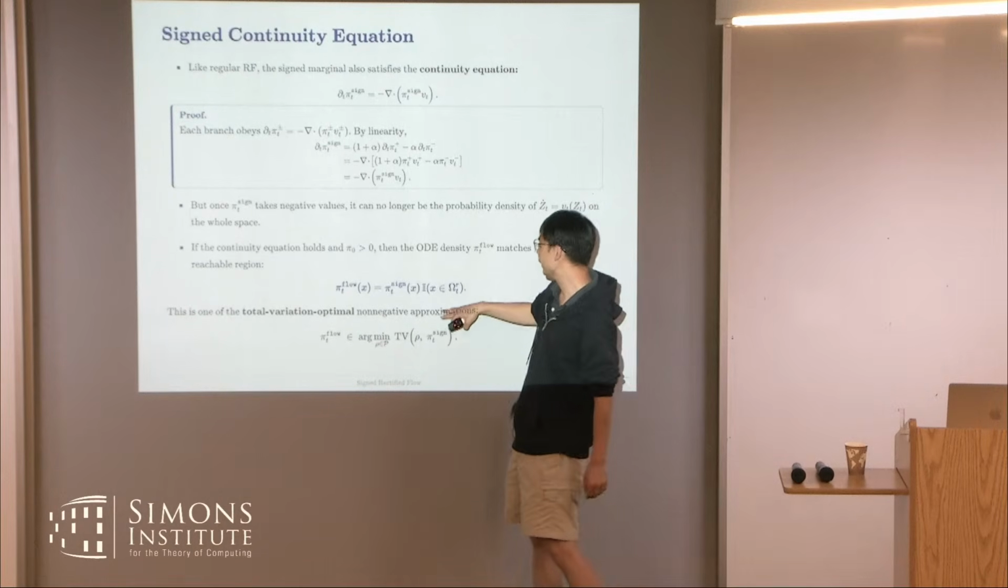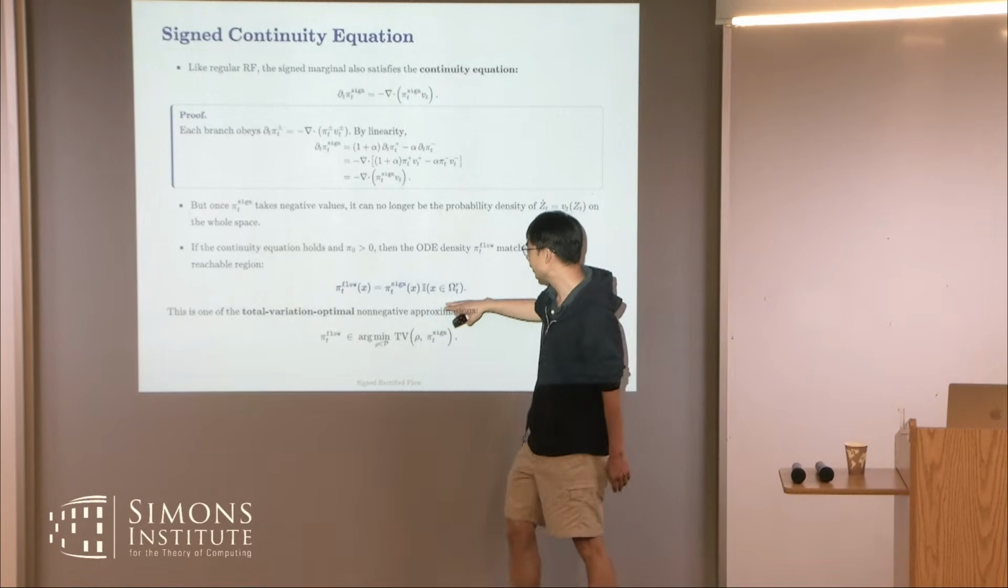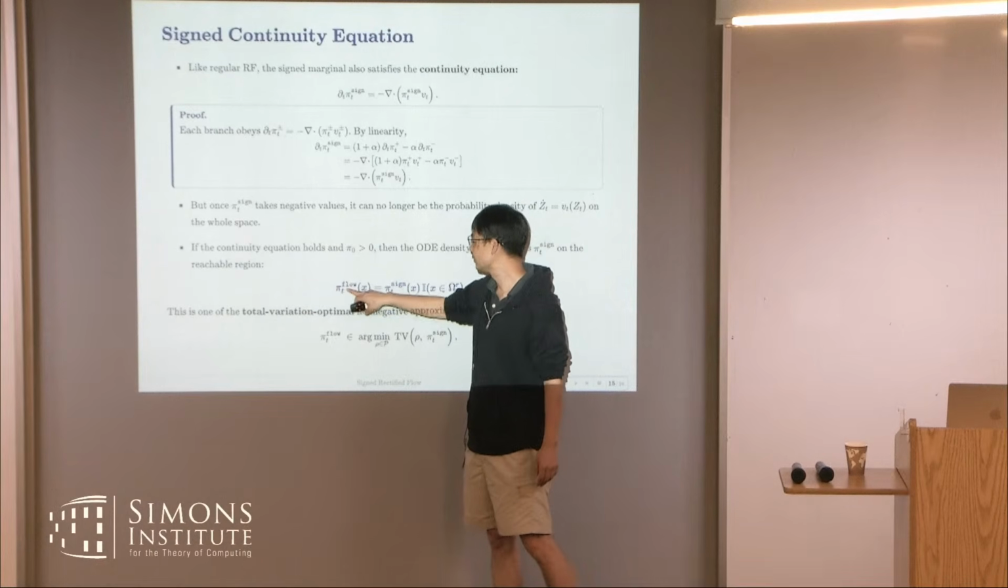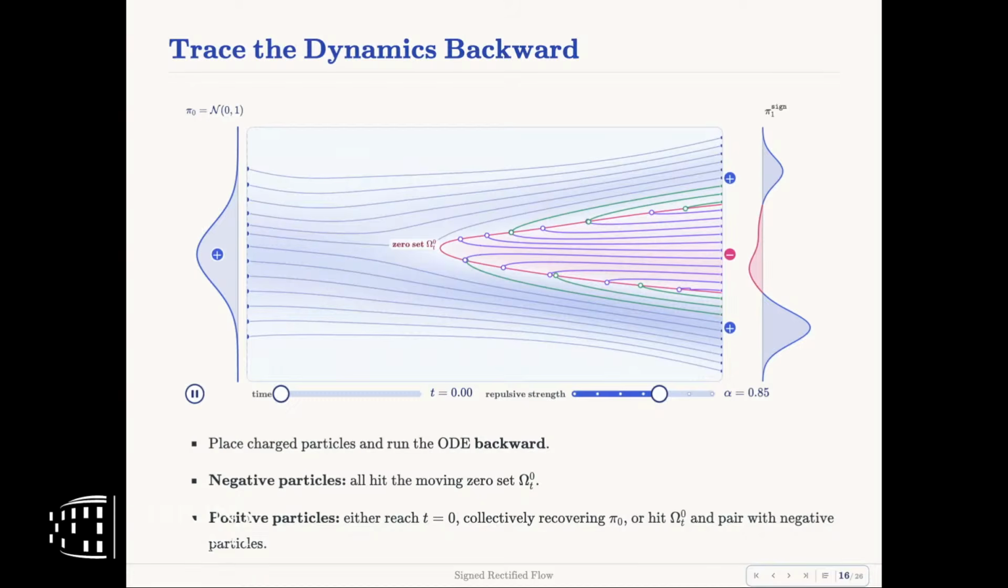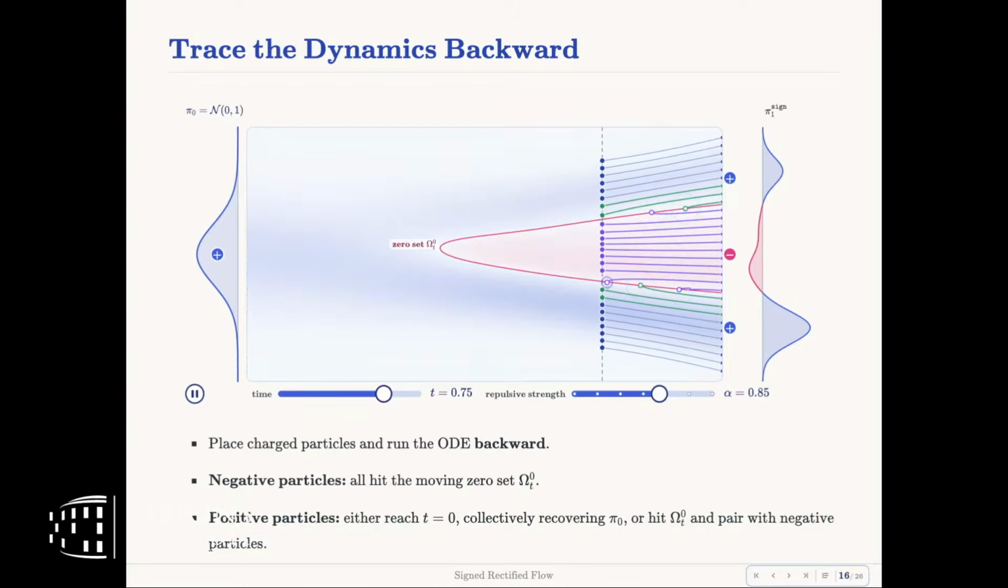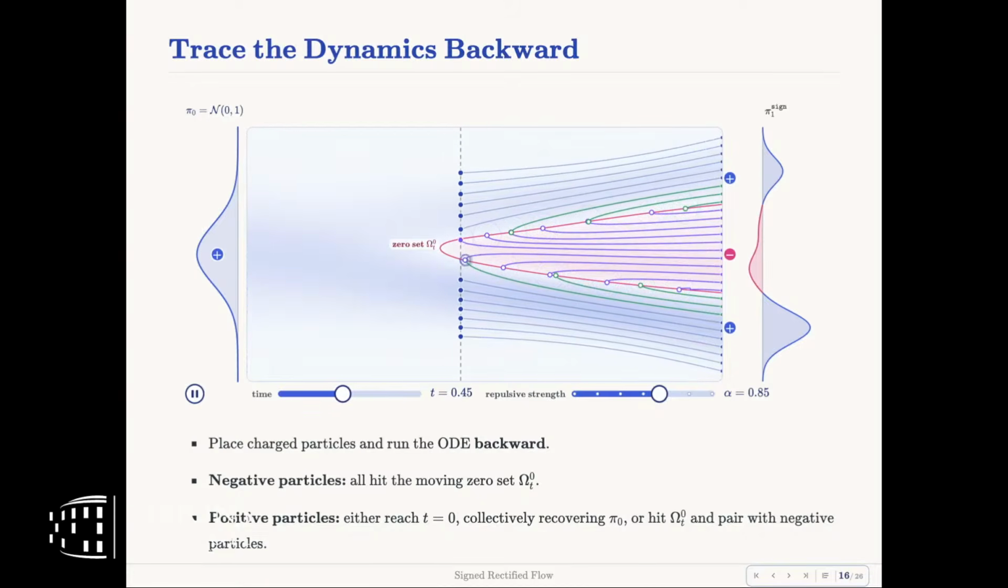Another way to interpret it is that you can think of this flow ODE as, in some notion, the best approximation of the signed measure projected into the space of positive probabilities, in a certain notion of distance. But it's not important. Okay, so I need to speed up. But this is the physical intuition that I figured out of what's exactly happening.